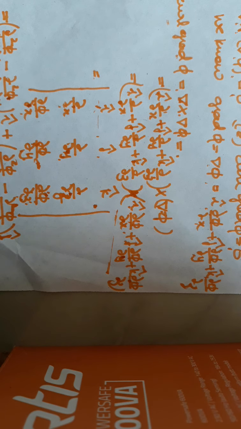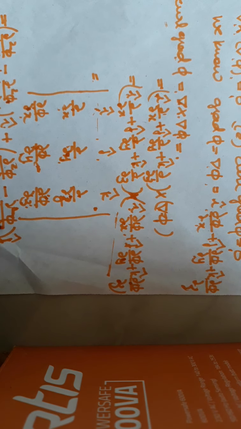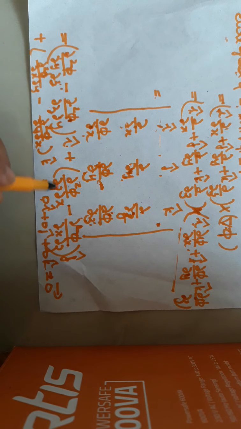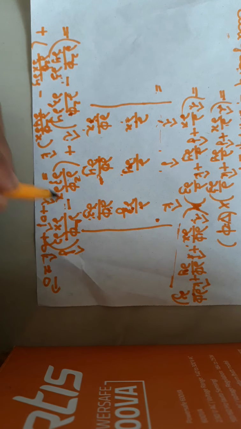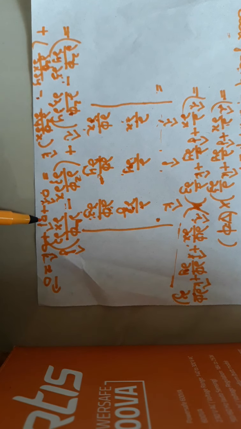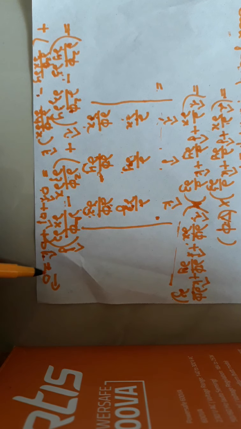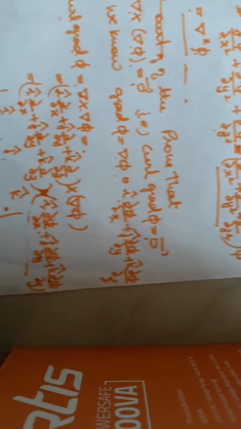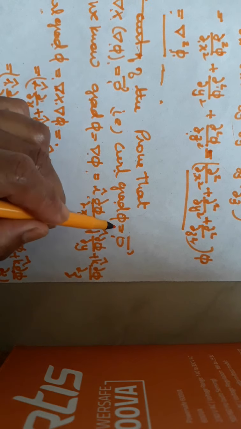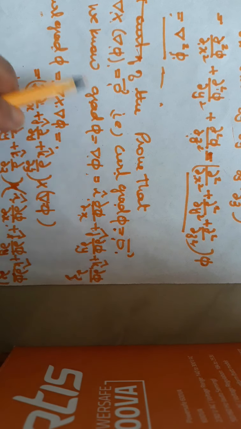So this whole thing becomes 0i plus 0j, because this is also the same as this, so it becomes 0. Here also it becomes 0, so you have 0i plus 0j plus 0k cap, which is equal to the 0 vector. That is, the curl of the gradient of phi is equal to the 0 vector.